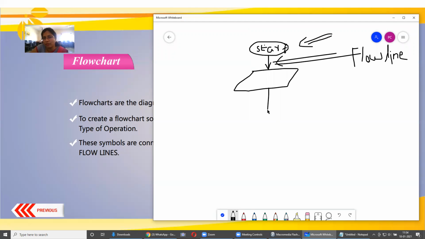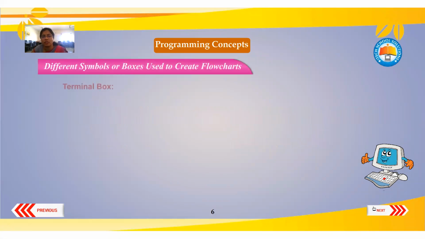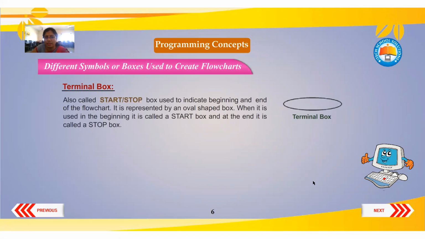Can you see here? I'm drawing one more for the flowchart. Then we'll also do like this now. These types of lines are called flow lines. Now let us understand what are the different types of symbols present with us.